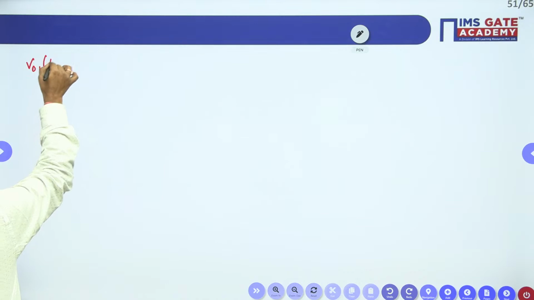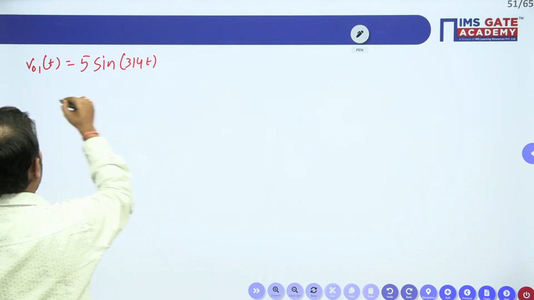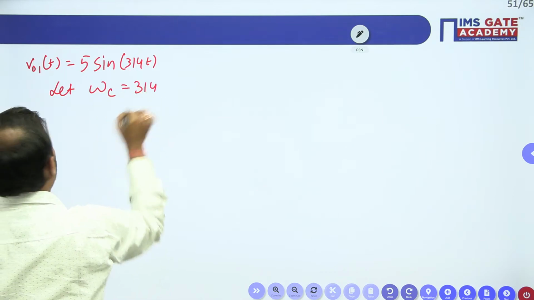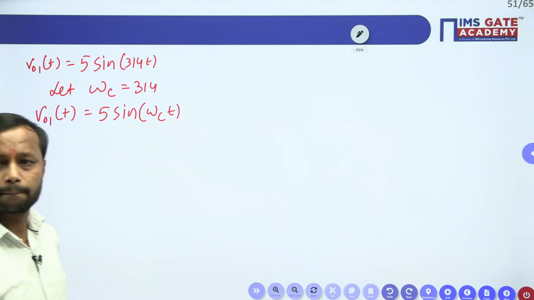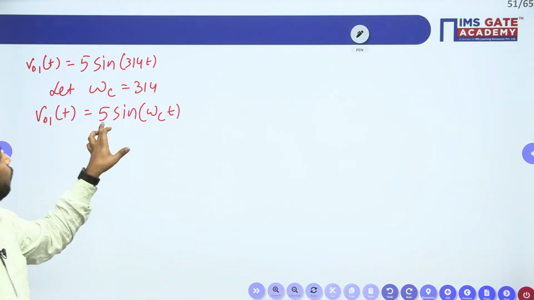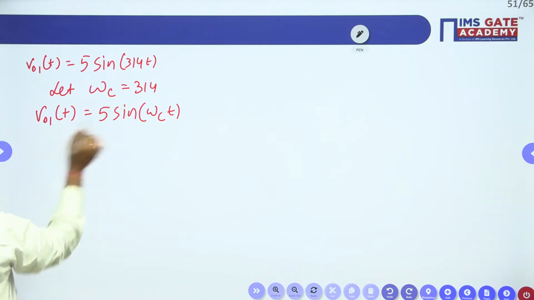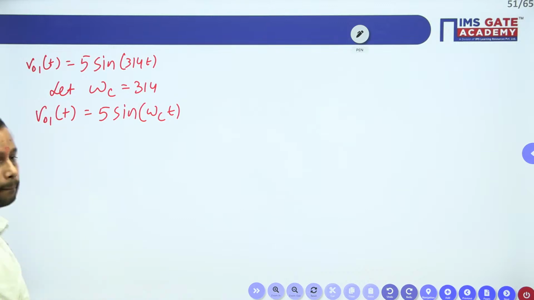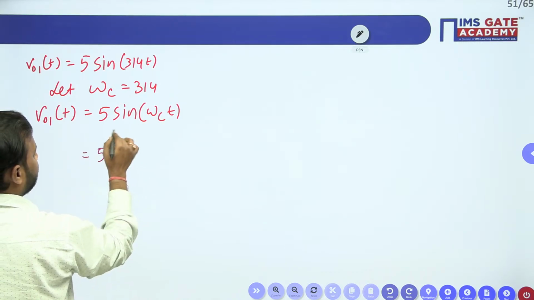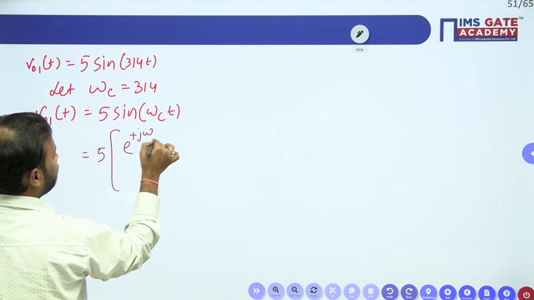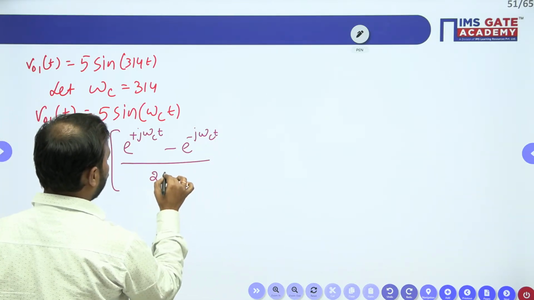So let us find here. This V01 t is 5 sine 314 t. Let omega c equal 314. So V01 of t equals 5 sine omega c t. Done. Now, do we have the Fourier transform for 5 sine omega c t? Yes, we have. Now see here, this sine can be written as e to the power j omega c t minus e to the power minus j omega c t, whole divided by 2j.